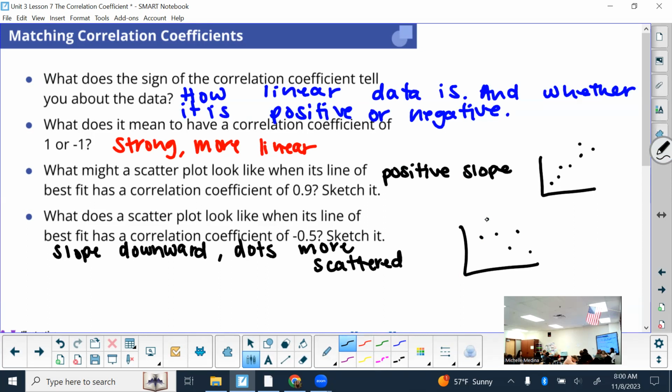Okay, so I really like this unit. I just feel like everything makes so much sense.